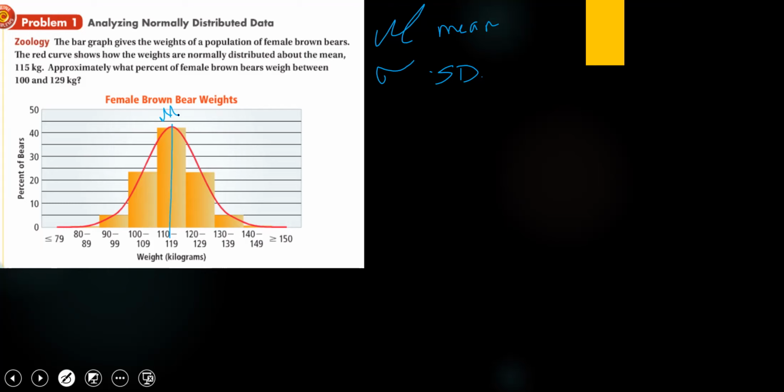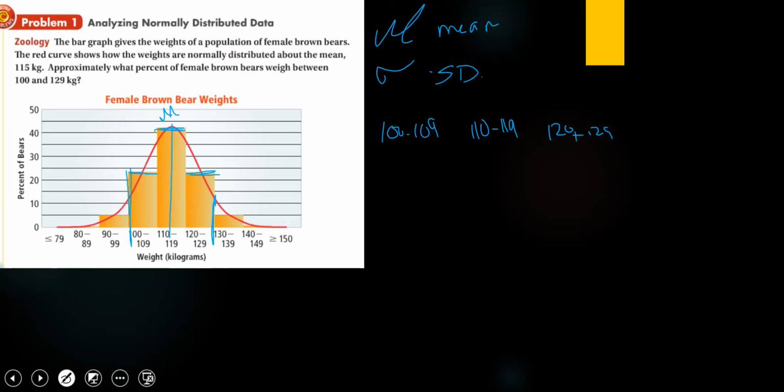So when I tell you between 100 and 129, that means you have to add this number plus this number plus this number. Between 100 and 129, they are distributed as 100 to 109, 110 to 119, and 120 to 129.